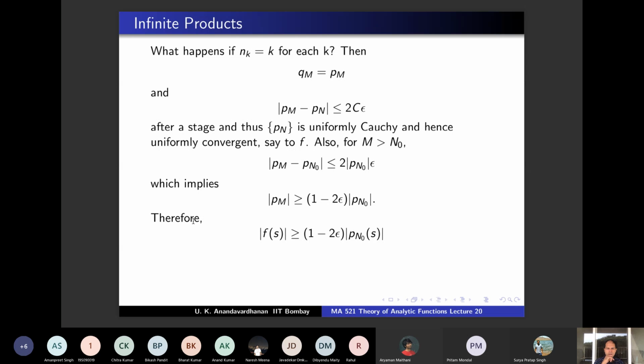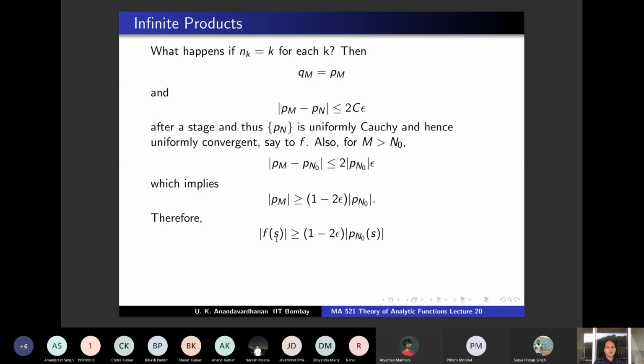Is that a correct argument? Yeah. Not because of one partial product, that's not correct. This is true for any m bigger than n naught. And F is nothing but the limit of Pm. So there is a sequence of Pm, and for each of those, the absolute value is bigger than this. Therefore, the limit is bigger than or equal to this. F is by definition the limit of Pm. So you have got this, and from this, what can you conclude?